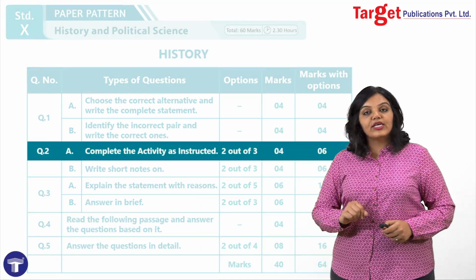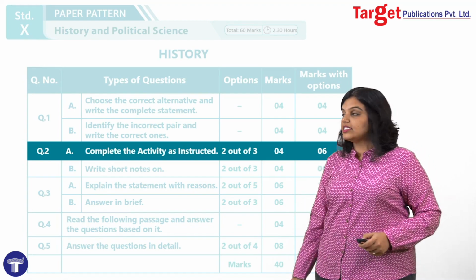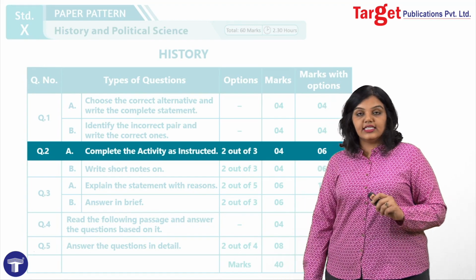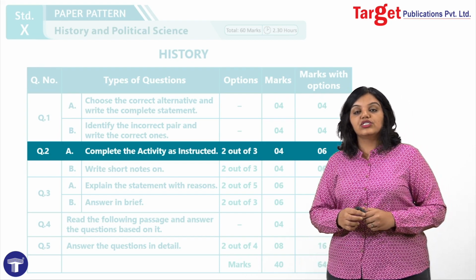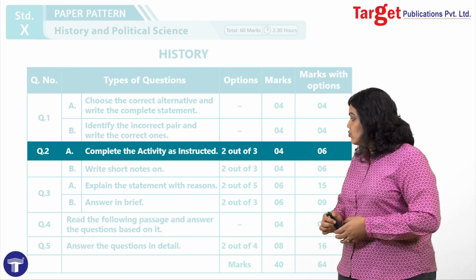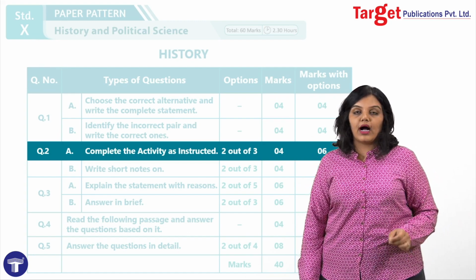Next, we move on to question 2A. In question 2A, we are asked to complete the activity as instructed. Here is the first time you're given options in your paper. You will be given 3 questions where you have to attempt only 2. This carries 4 marks, which means each question is a 2-mark question.